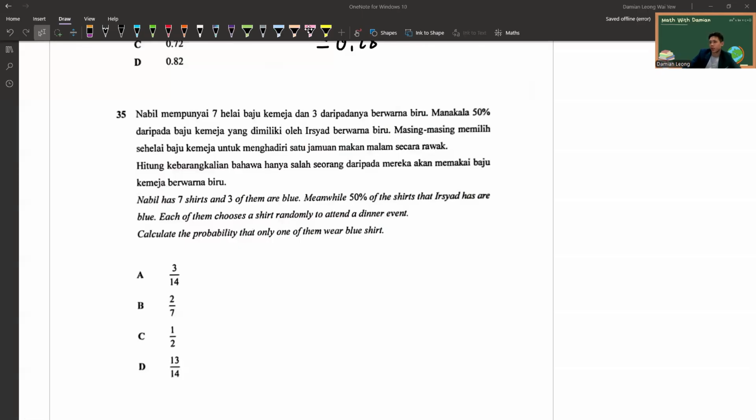Then question 35. Nabil has 7 shirts and 3 of them are blue. 50% of the shirts that Ishrat has are blue. Each of them chooses a shirt randomly to wear to a dinner event. Calculate the probability that only one of them wears a blue shirt. This means either Nabil wears a blue shirt and Ishrat is not blue, or Nabil is not blue and Ishrat chooses a blue shirt.